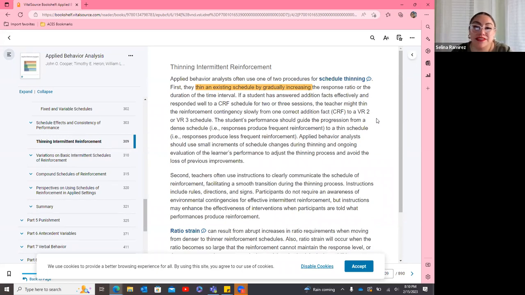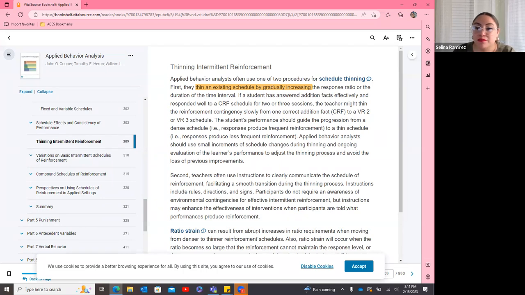And then the opposite goes for thickening a schedule of reinforcement, right? So if they say, oh, we had him on a VR of 15, but now we've noticed that there's a lot of non-compliance. There's a high latency from SD to response. He's no longer motivated. And so we know that now we caused something that's called ratio strain.